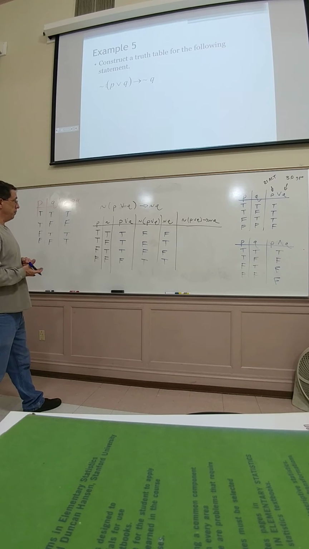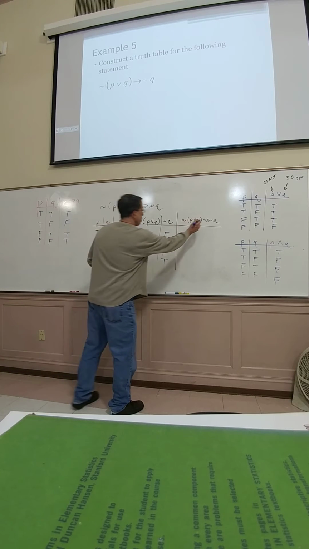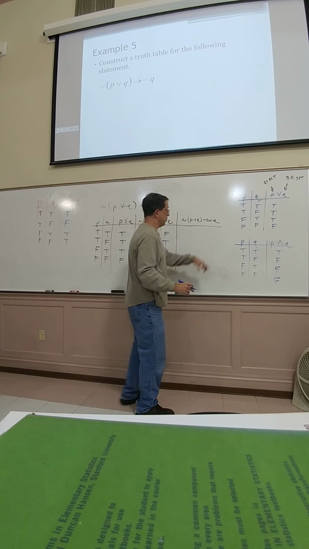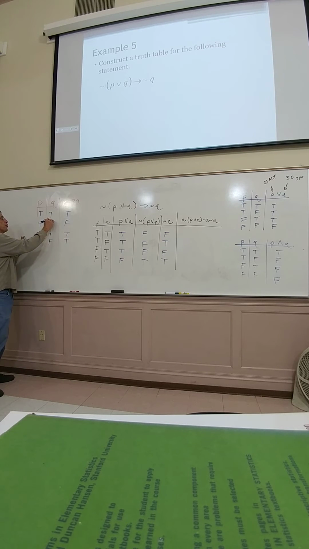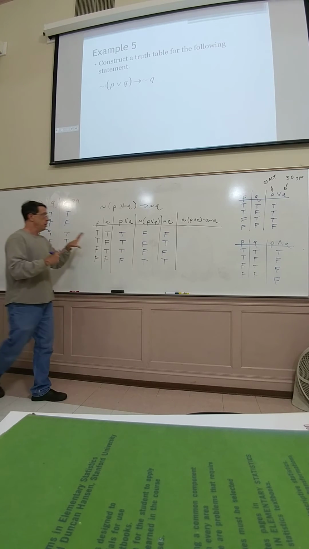So once we have that, we're almost done. We have to do this arrow. Now, with the arrow, the direction does matter. Because if you go from true to false, it's false. But false to true is true. So your orientation is important. T first with the arrow, followed by F, is false, but F followed by T is actually true.